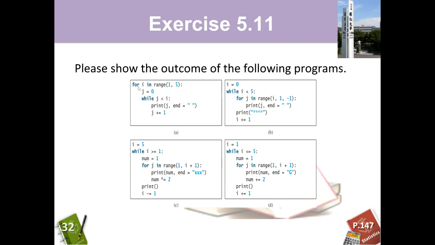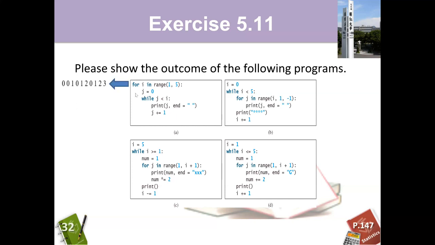Yeah, in the second round, i will become 2, and j is 0. So while j is smaller than i, because i now is 2, it will print 0, then a space, then j equals 1, and a space. When j equals 2, it will quit the while, then it will continue when i equals 3. So the result will be like this.